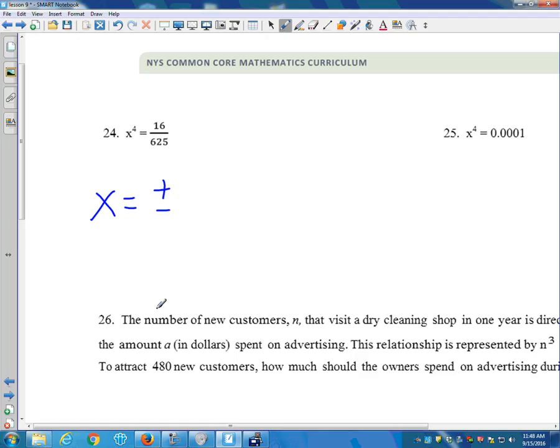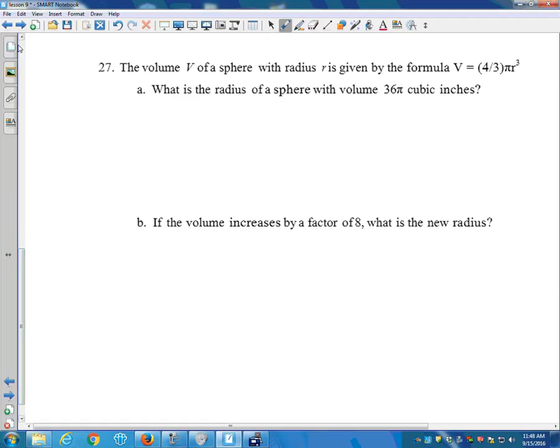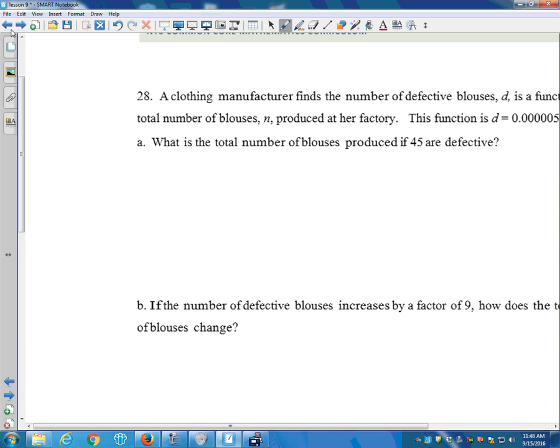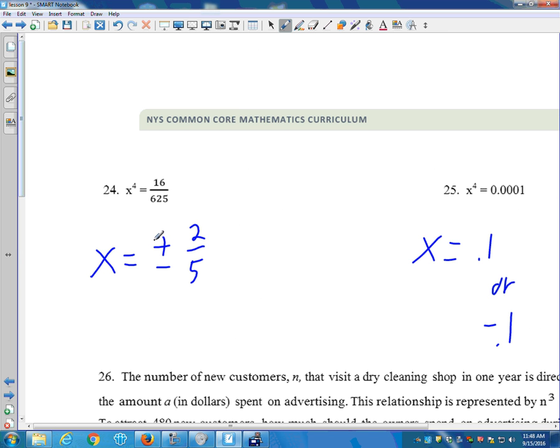Okay, the fourth root of 16 is 2. The fourth root of 625 is 5. Two answers because it's an equation with an even root, positive or negative 2 over 5. Same idea over here. You get 0.1 and you get negative 0.1. How'd you do? You good on all that? Plus or minus 0.4. Or 24 also be plus or minus 0.4. Yeah, that's good stuff.